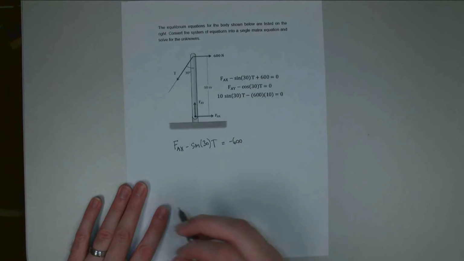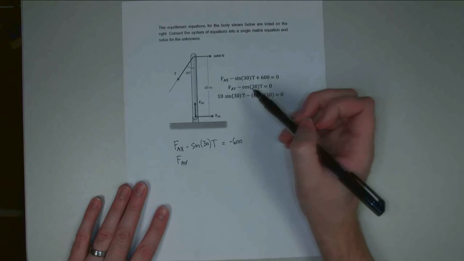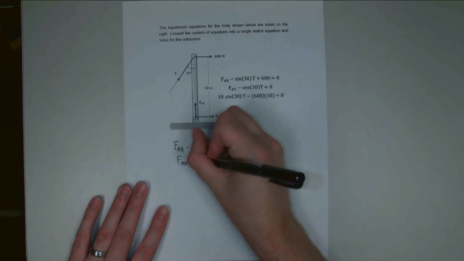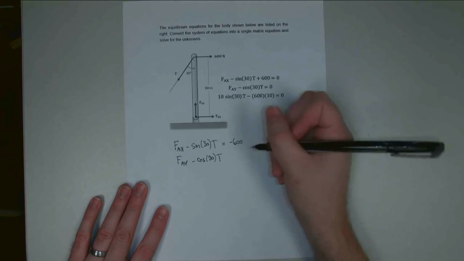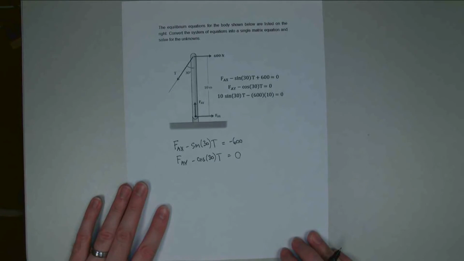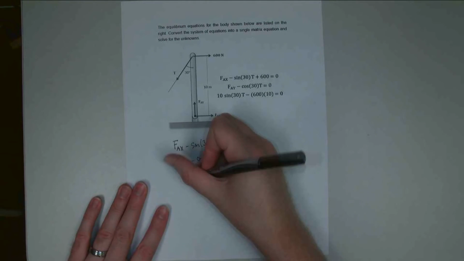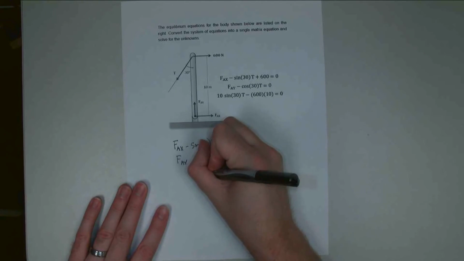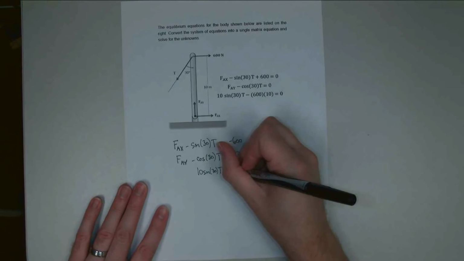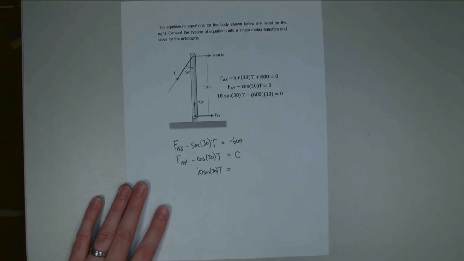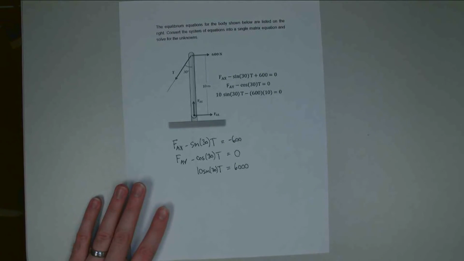Alright, do the same thing for FAY. This one doesn't change actually. So FAX would be listed first, that's not there, so then FAY minus cosine 30 times T is going to be equal to 0. Alright, the last one, I have only the T on the left side. So 10 sine 30 T is going to be equal to, I moved the 600 times 10 over to the other side to get 6,000. Alright, so these are my equations.